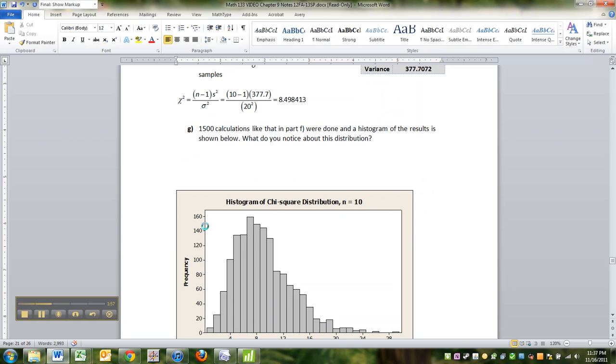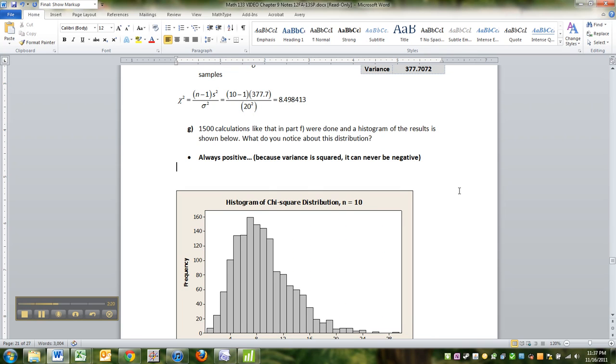So part one, what do you notice about this distribution? It's always positive. Because variance is squared, it can never be negative. Right? Chi is squared. Variance is squared. Sample variance is squared. The whole thing is squared. It never is going to be negative.